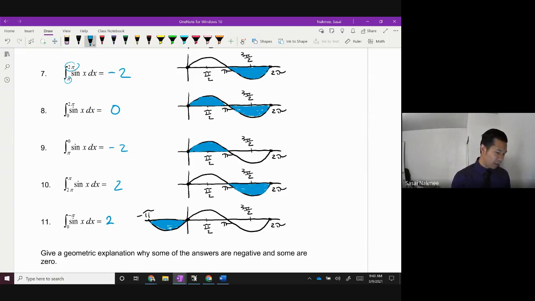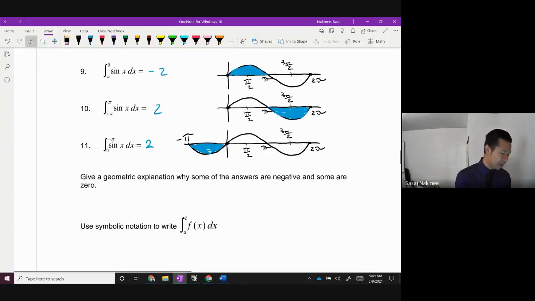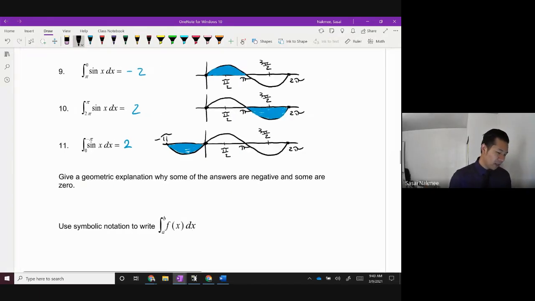So here's what I want you guys to tell me at the end here. This is one question I want you to type out. Don't type it out. Put it into your own notes. What do you guys think? Why are some of the answers negative and some 0? Give a geometric explanation if you can. This is something I want you to write in your own notes, and you're going to submit this for me.